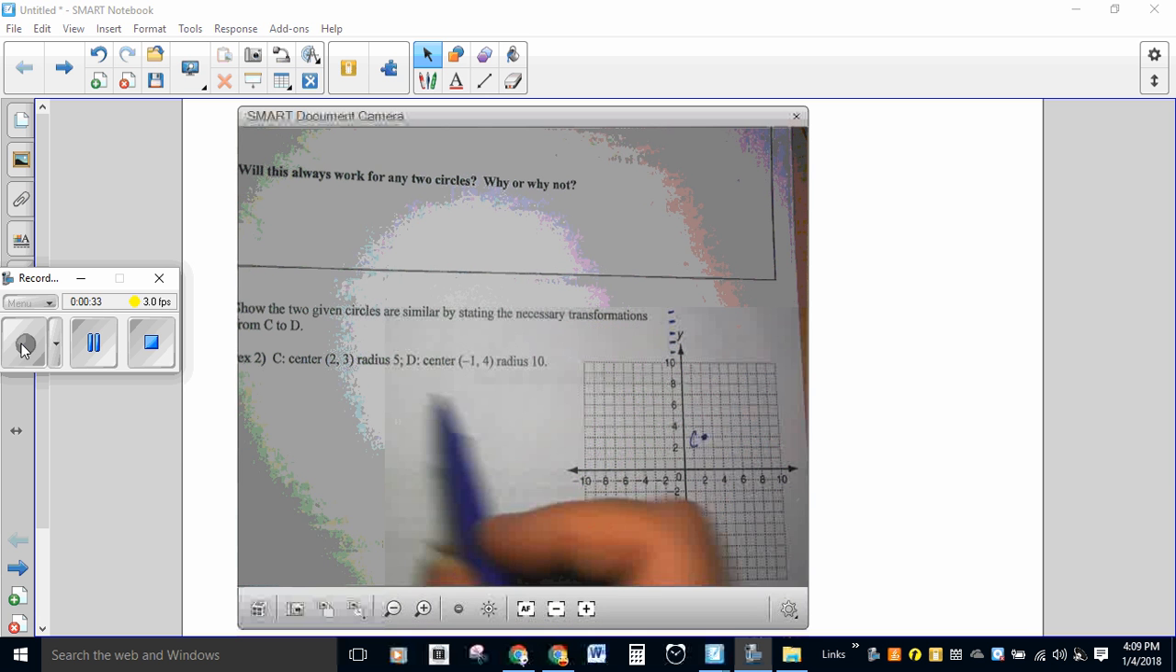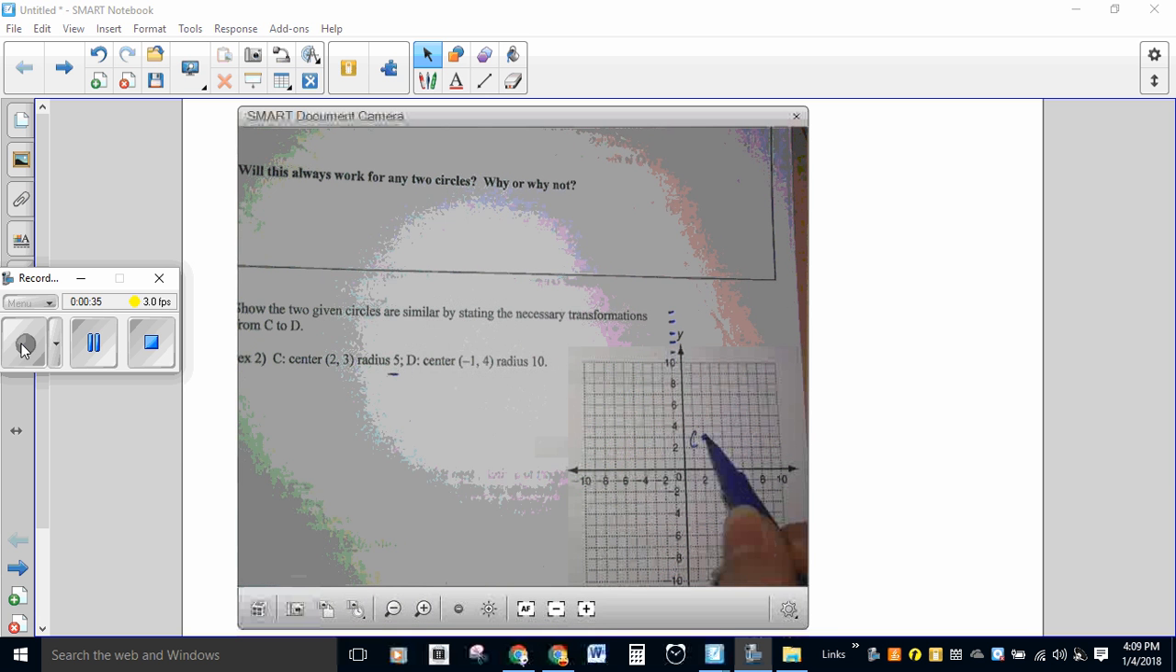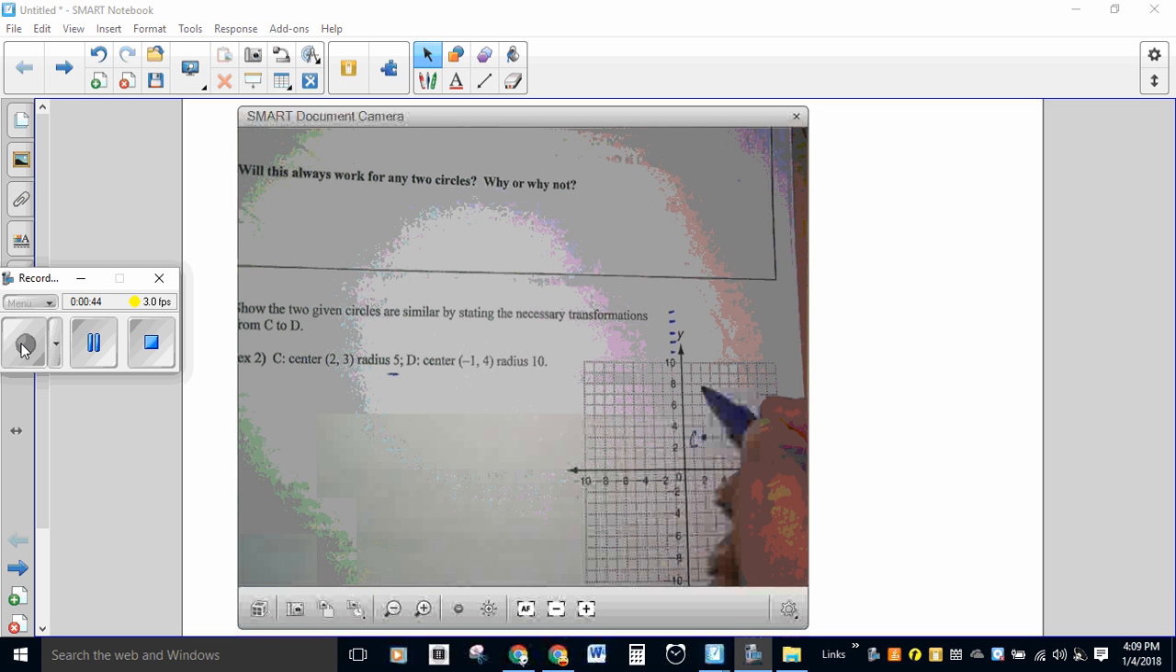Then we go back and we count off our radius, which is 5. So we go 5 in all 4 directions. 1, 2, 3, 4, 5.